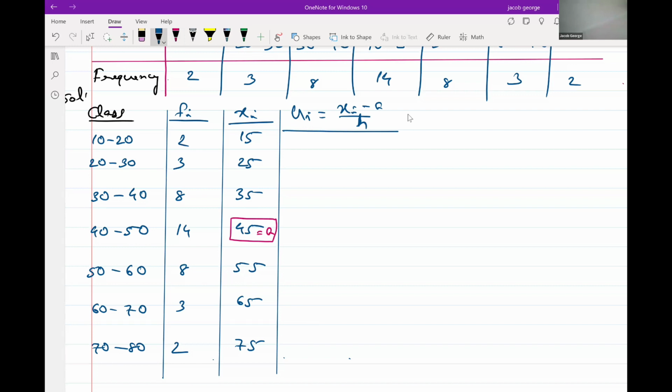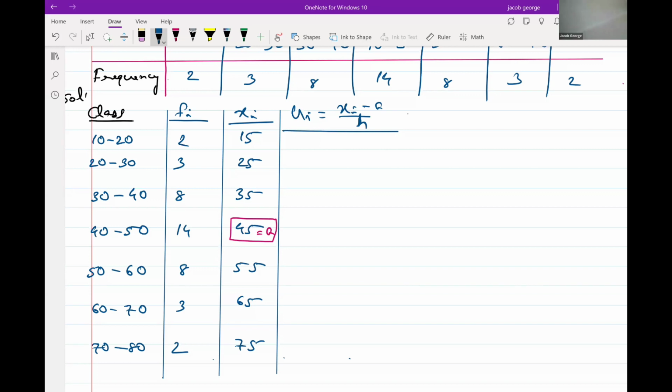Okay, there is an easy method of finding Ui. Last year, teachers have taught you that method of writing. Ui, please listen, you don't have to substitute and calculate. If you substitute, for example, first value will be 15 minus 45 by h. h is 10. 15 minus 45 is how much? Minus 30. Minus 30 by 10. Here it comes minus 3.